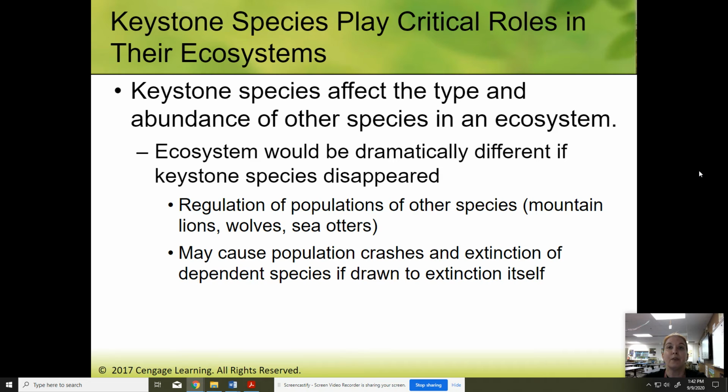Keystone species affect both the type and abundance of other species in their ecosystem, even if it doesn't seem like they will. And we're going to give you multiple examples of this week. Majorly different ecosystem if they disappeared. So sometimes they often regulate the populations of other species, mountain lions, wolves, and sea otters. And they can cause population crashes and extinction of dependent species if they are drawn to extinction themselves. So we will go and give you some more examples of this week in videos and in class.